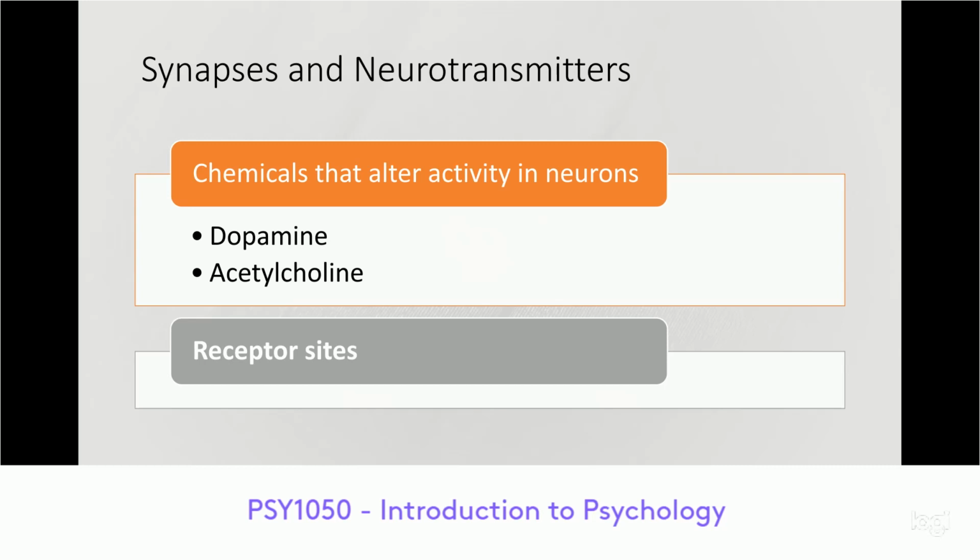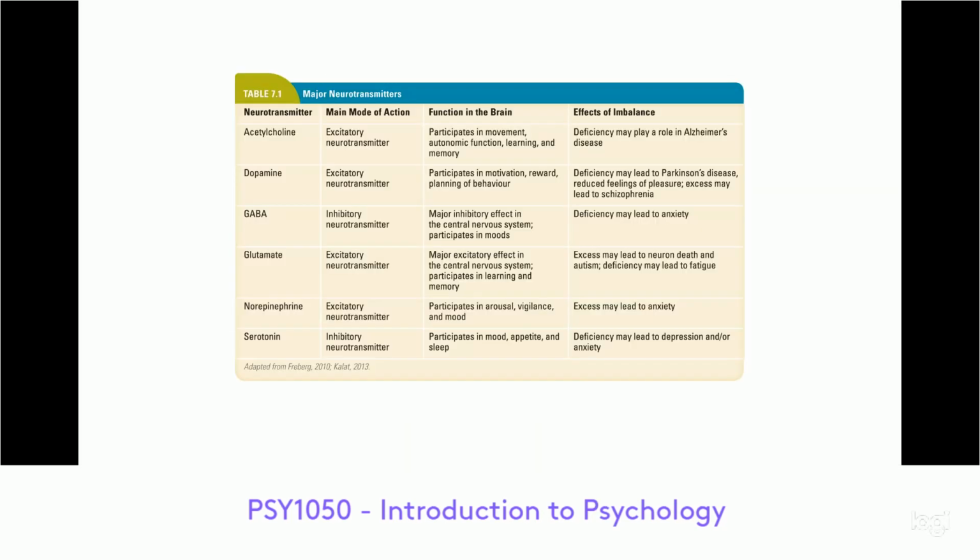Dopamine and acetylcholine are two of these neurotransmitters, but as I mentioned before, there are many of them. Here are some of them. Acetylcholine and dopamine are excitatory, GABA is inhibitory, glutamate is excitatory, norepinephrine is excitatory, and serotonin is one that inhibits.